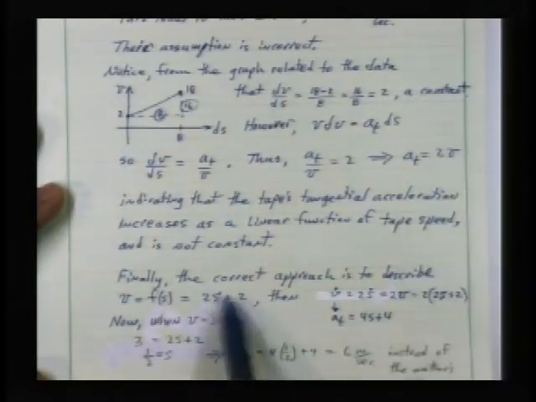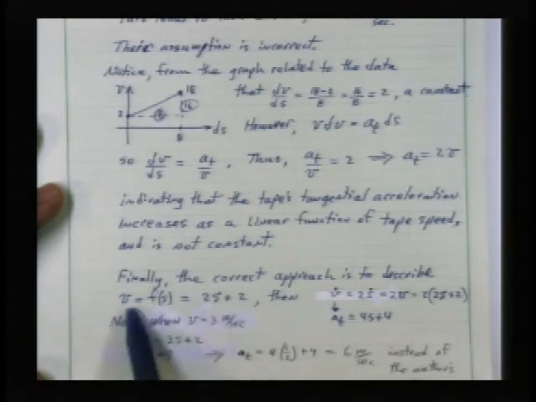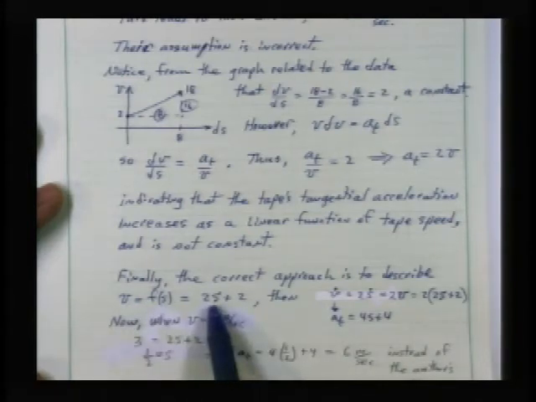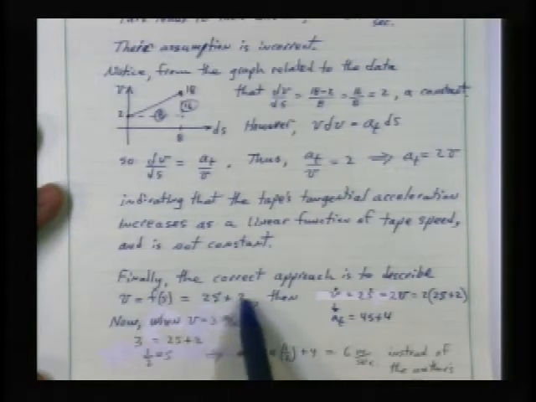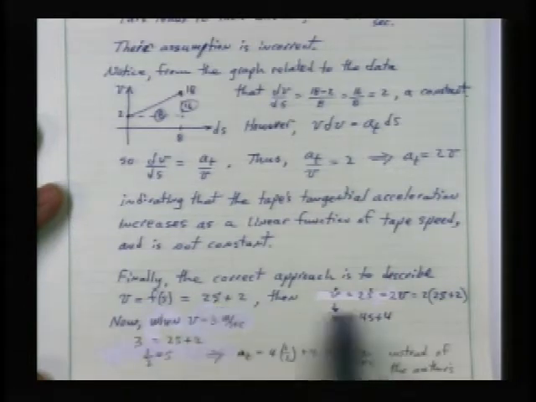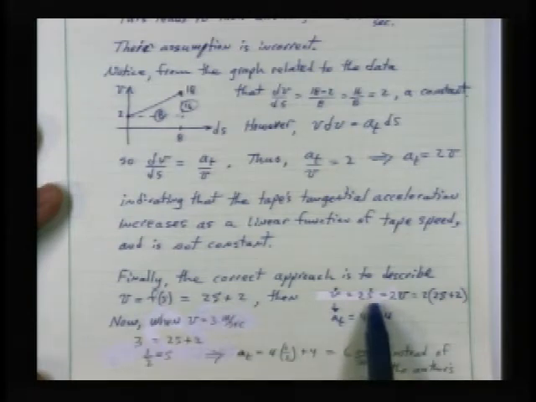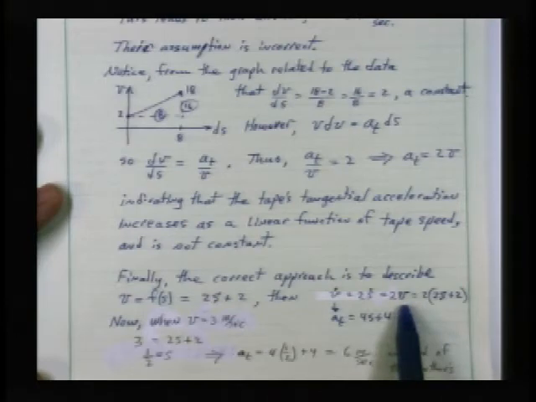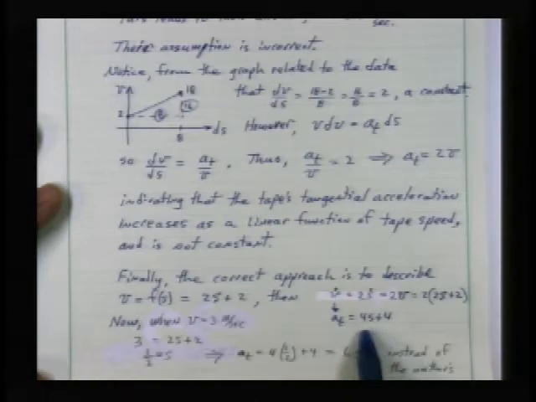So the correct approach then is to write the velocity as a function of position. So that was the linear function that you see up there, 2s plus 2. And then the time derivative of this is going to be 2s dot, but s dot is v, but v is 2s plus 2. So the tangential acceleration as a function of position then is 4s plus 4.